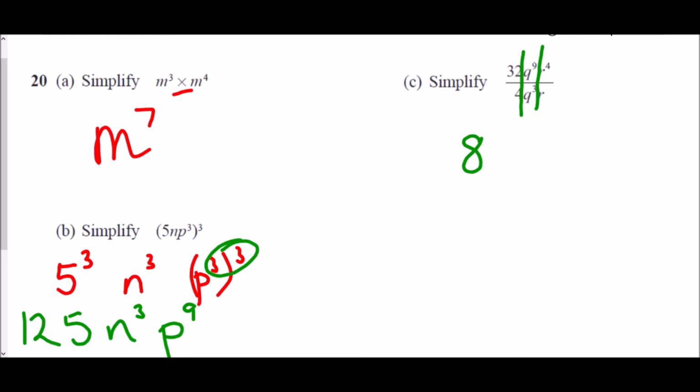Q to the power of 9 divided by q to the power of 3. Well, that is a division with powers, so we want to subtract the powers. So that's going to be q to the power of 6. And then we have r to the power of 4 divided by r. Now we'll just remember that is a power of 1. So r to the power of 4 divided by r to the power of 1. Well, that will be r to the power of 3.